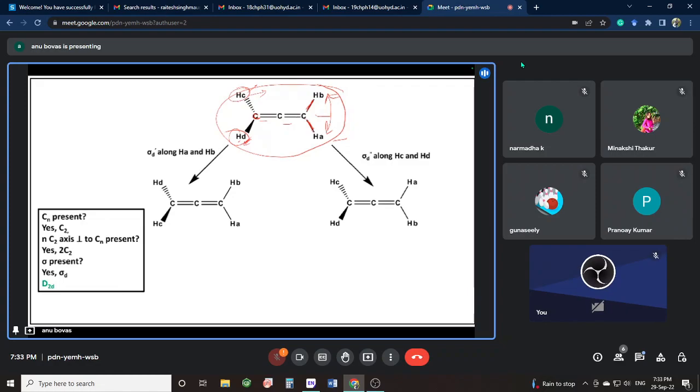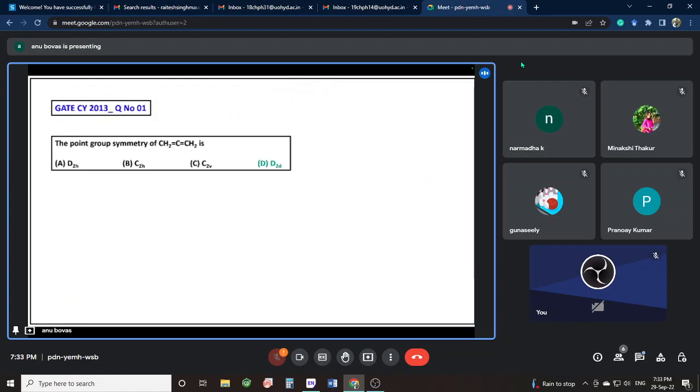So how do we find out whether that is σd or σh? We have C2, C2 and C2, three C2 axes we got, right? And this sigma plane lies in between two C2 axes. Such a sigma plane is called σd. So in this case, we have σd and the group is called D2d. The point group of allene will be option D, D2d.